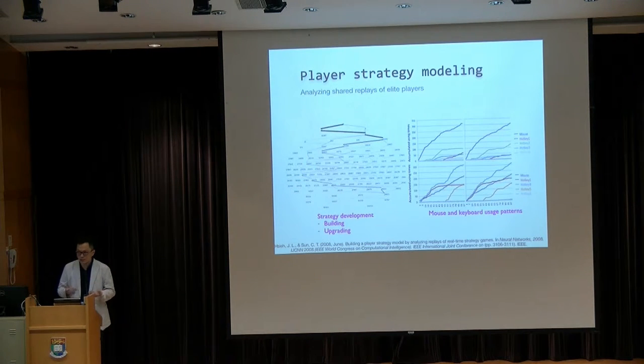So I published my first game research paper. The research was to detect the strategy development of elite players. By analyzing the gameplay of each player, I built a development tree of buildings and their upgrading events, and I tried to detect the efficiency of their keyboard and mouse usage. Actually, when I finished this research, I quit the game, because I found that I'm far behind the elite players. I don't have enough time to train myself to become an elite player. So I quit the game.